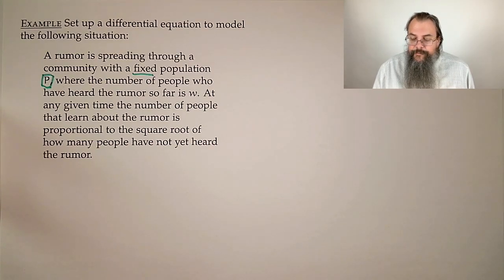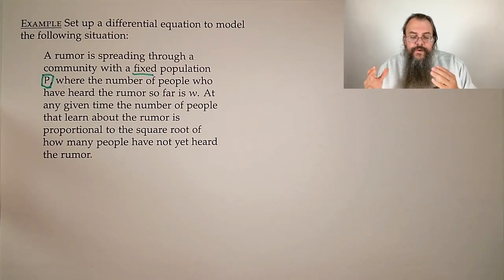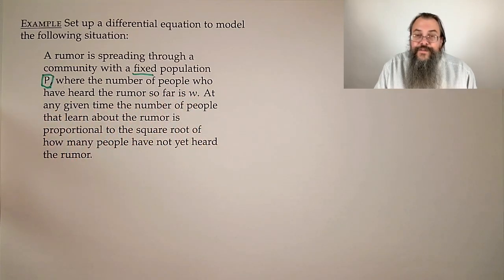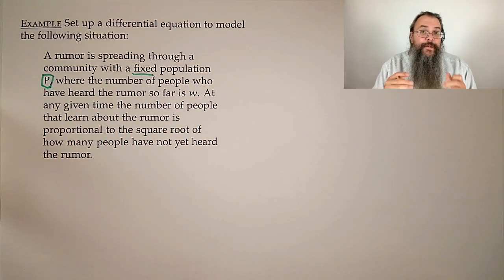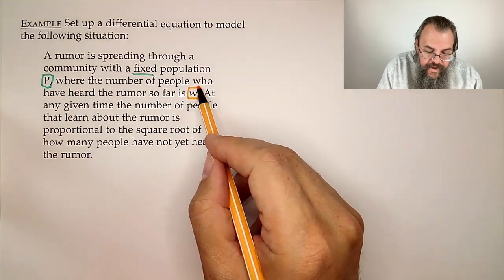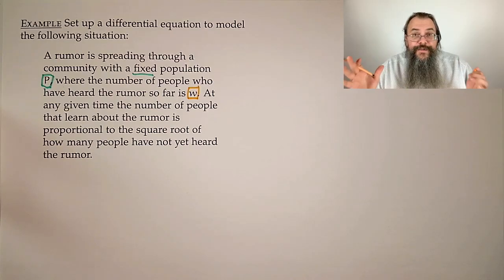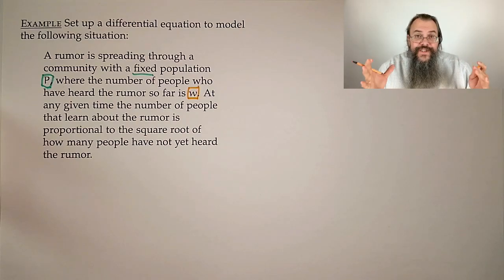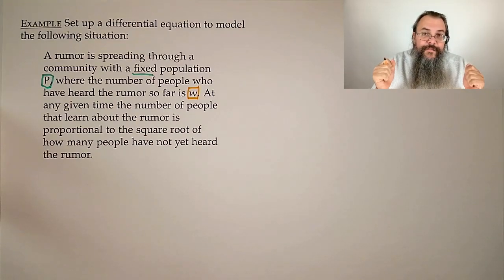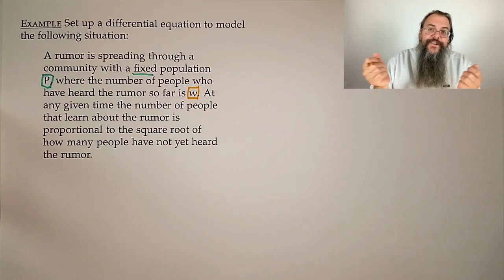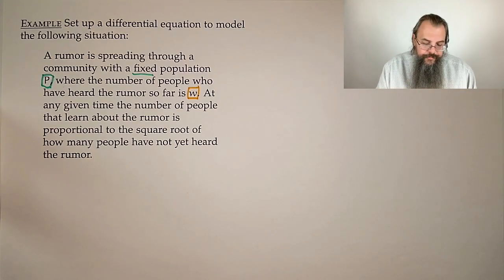Okay, great. Progress. Now, there's something else. The number of people who have heard the rumor so far is W. Okay, now is W fixed or is it changing? And this is the part that changes. Okay, so good, because you may not have heard about the rumor, and then you heard about it. Okay, so now you've changed the value for W.